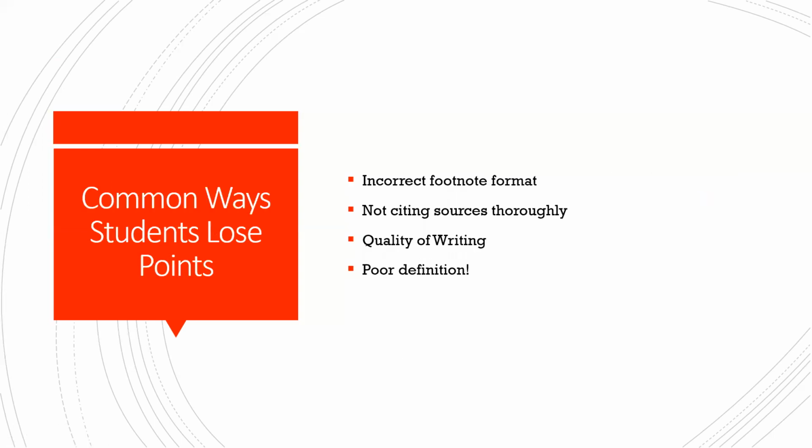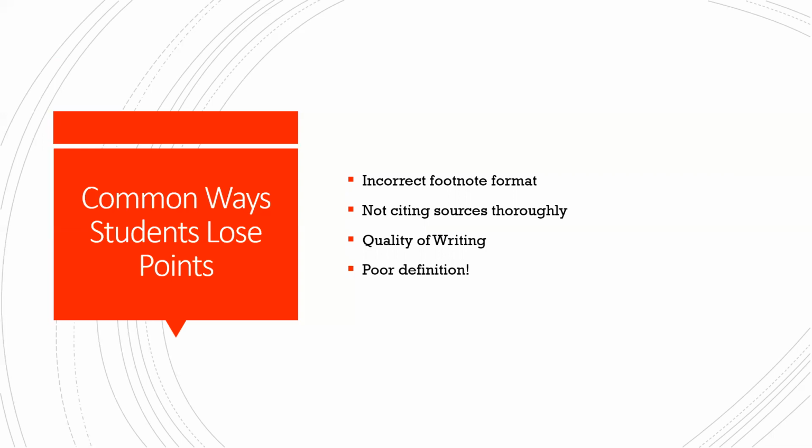Okay, so I'll wrap things up by talking about some common ways that students lose points on this paper. I've been having students complete these subject definition analysis papers for probably 2 or 3 years now, so I've graded hundreds of these. Well, not hundreds, but probably between 100 and 200. And there are a lot of common ways that I see students losing points.